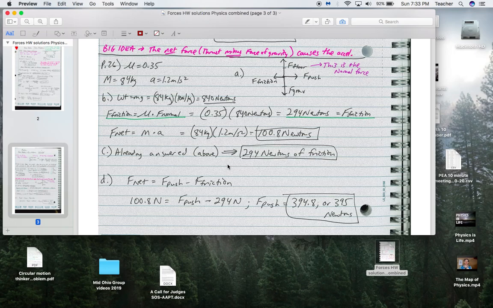So to find the pushing force, I know that the net force is equal to the push minus the friction. So I'm using my free body diagram to come up with a mathematical model. F net is equal to the bigger force subtracting the smaller force. And so now I can figure out that the push has to be greater than the force of friction by this amount. So I rearrange that algebraically and get around 395 newtons.